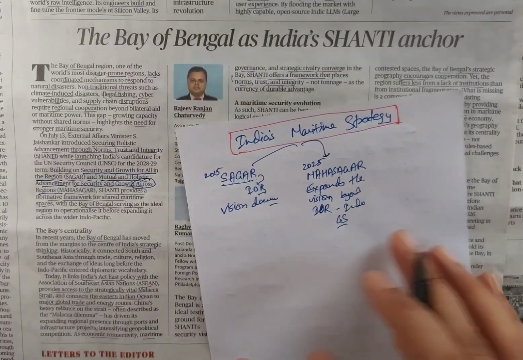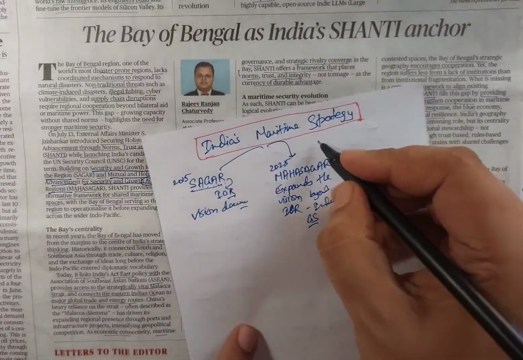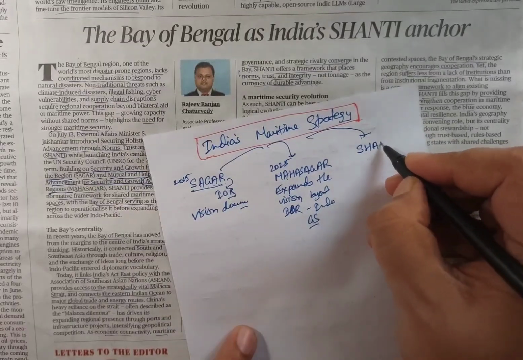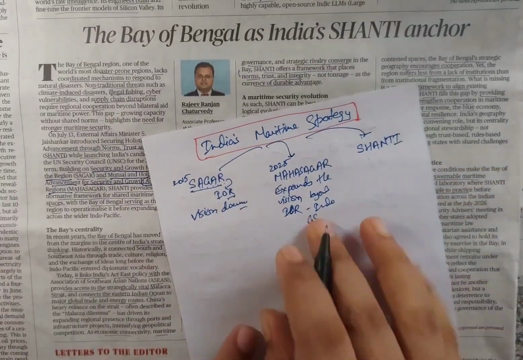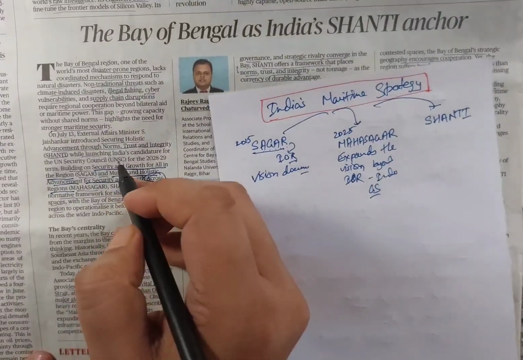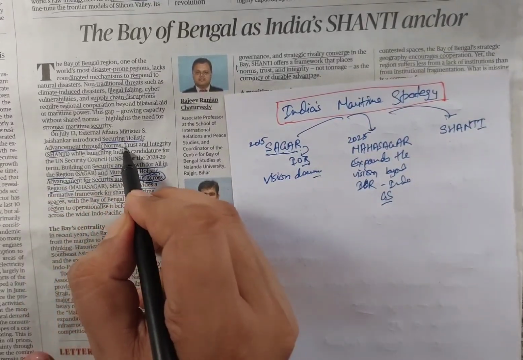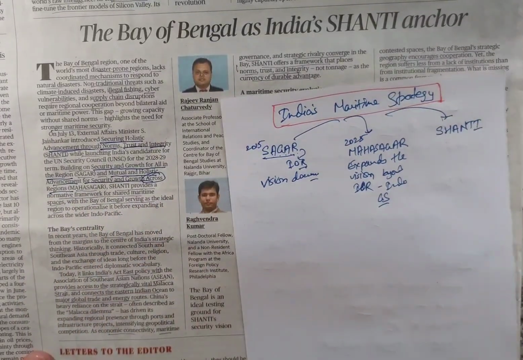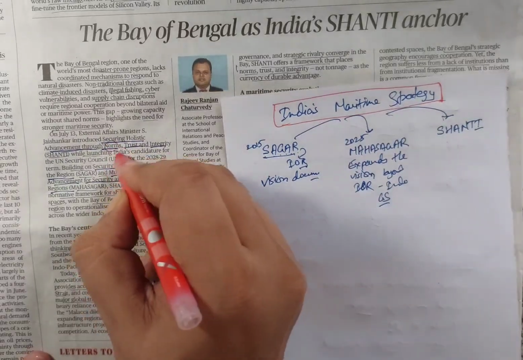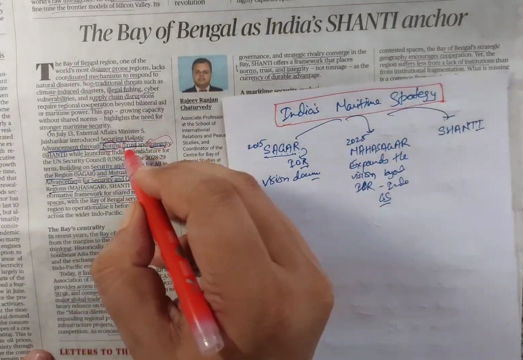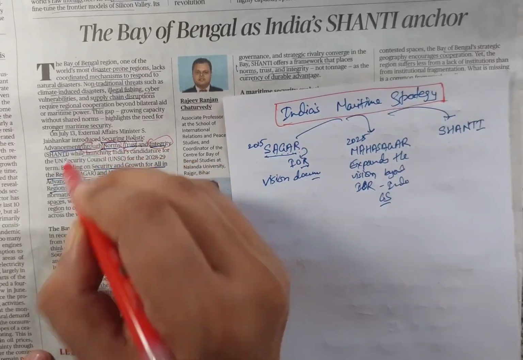Now, very recently in July, the External Affairs Minister of India came up with a new acronym that is called SHANTI. This SHANTI stands for Securing Holistic Advancement Through Norms, Trust and Integrity. Now, the terms here, norms, trust and integrity, and securing advancement, it is through.